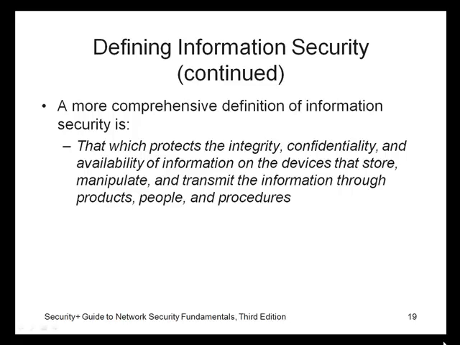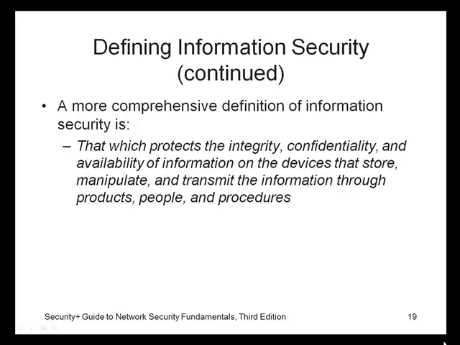Comprehensive definition of security is that which protects the integrity, confidentiality, and availability of information on devices that store, manipulate, transmit the information through product, people, or procedures. This sounds like somebody in Congress wrote that, doesn't it? What does that mean? And you have to do that when they do the laws, because what are we really talking about? If we just talked about a piece of paper, then something that was sent electronically wouldn't qualify. So the confidentiality of devices, notice we don't say computers, we don't say hard drives, we don't say flash drives or anything else. Devices, anything that stores this information. Store, manipulate, transmit the information through products, people, and procedures.